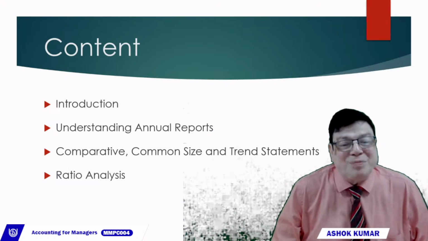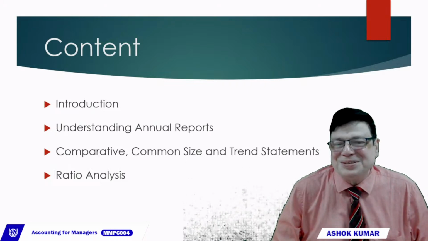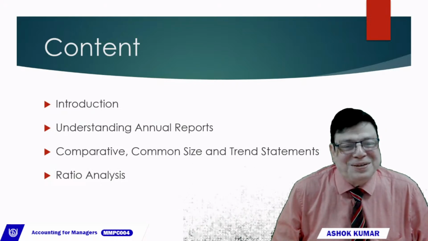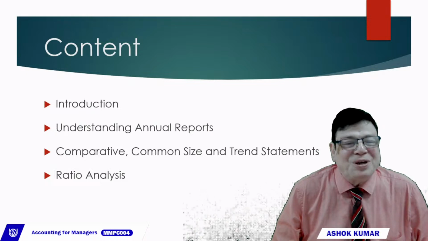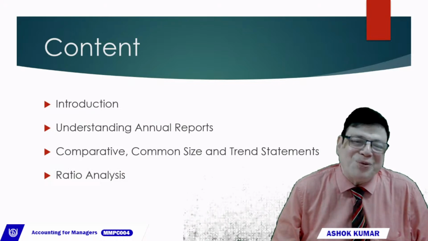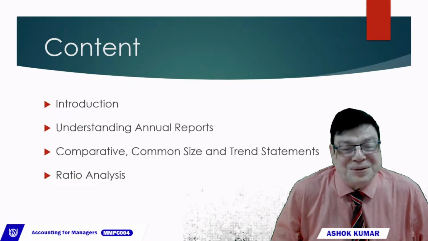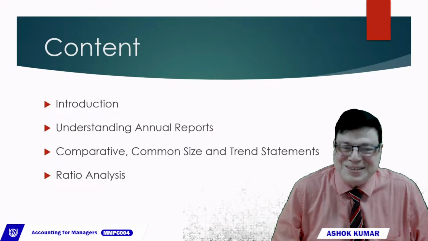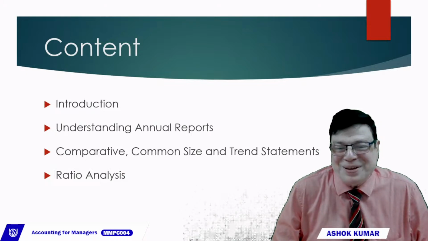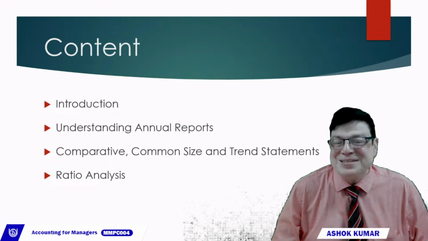Now, annual reports: every year after the financial results, the company gets the balance sheets audited by the chartered accountant, and the auditor also gives its report. Then the company takes out this annual report to see how the performance was last year, and the company also does the comparison with the previous years. Then comparative, common size, and trend statements are also prepared, to see the trend, whether the sales are increasing or not.